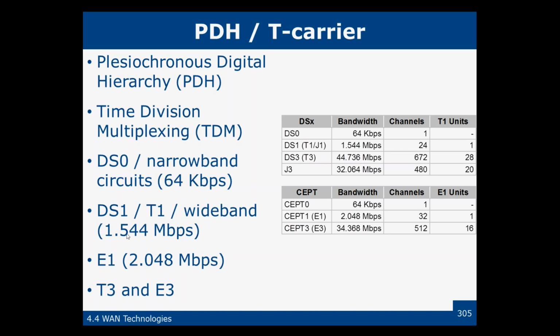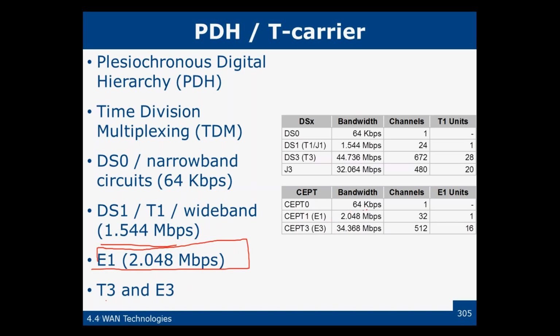DS1 or T1 wideband, you put, I think it's 24 64Ks together, and you get a T1. A T1 is 1.544 meg. That's another one of those numbers that sometimes they want you to know. E1 is the European standard, and it is 2.048. It puts more of them together. And then the T3s and the E3s, we go up in speed.